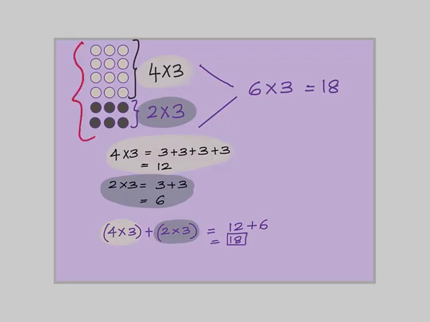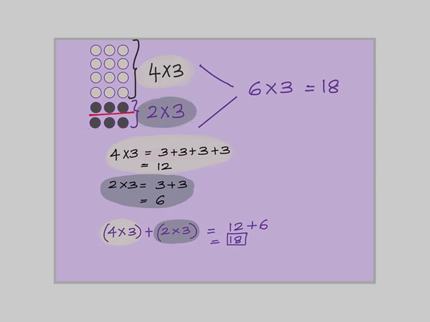For this array, we have to find the total number of circles in the array. That includes the number of white circles and the number of gray circles. Okay, so the number of white circles is 4 rows of 3. So that I've written here. And the number of black circles is 2 rows of 3.